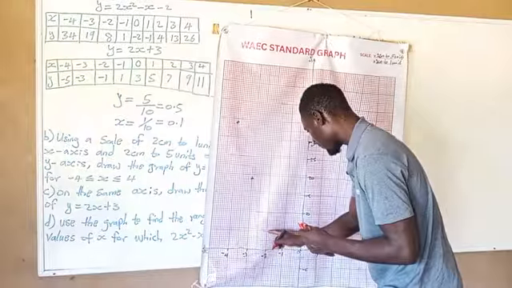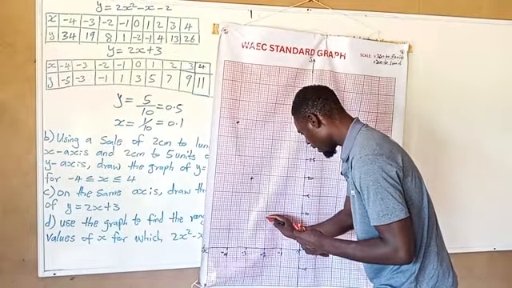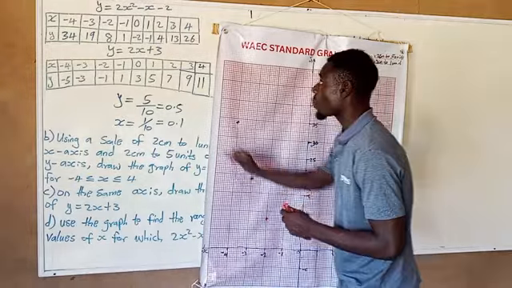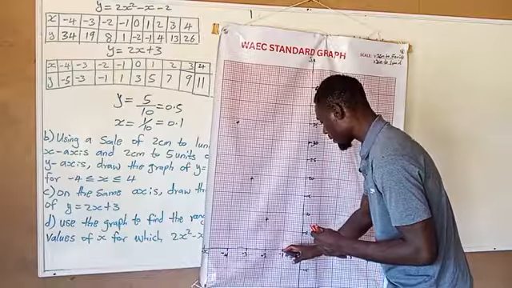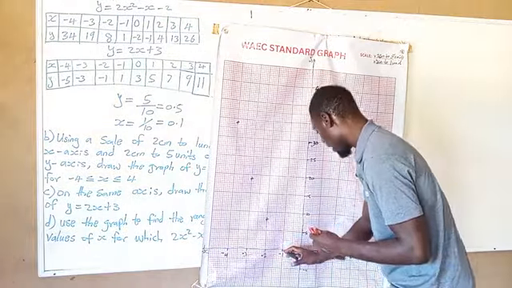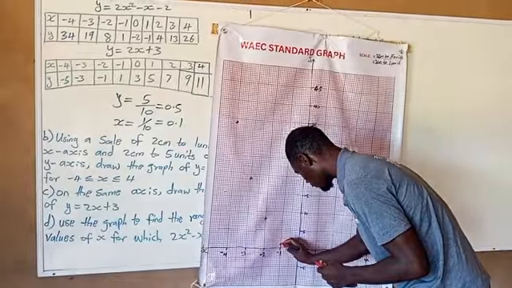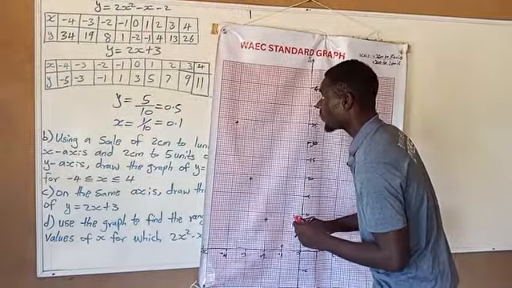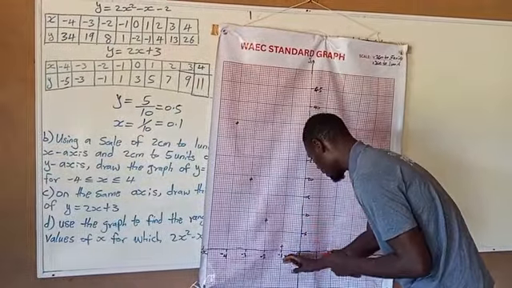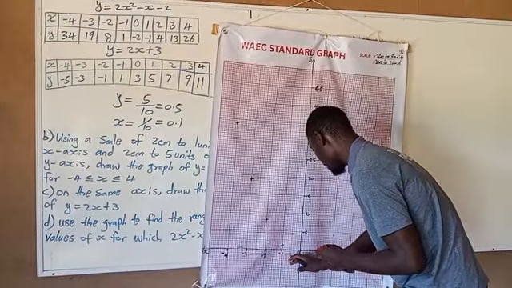This is 5, 6, 7, then here is 8. When x is minus 1, you come to where minus 1 is on your x-axis. Y is what? Y is 1. You count 1. When x is 0, which is your y-intercept, your y is minus 2.